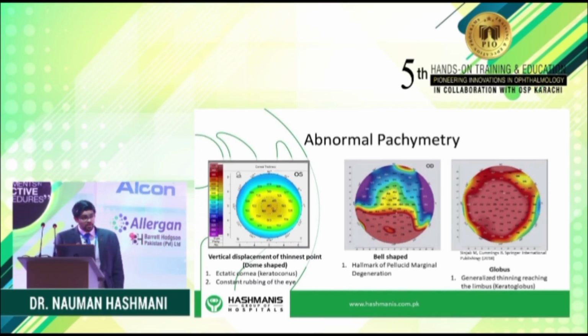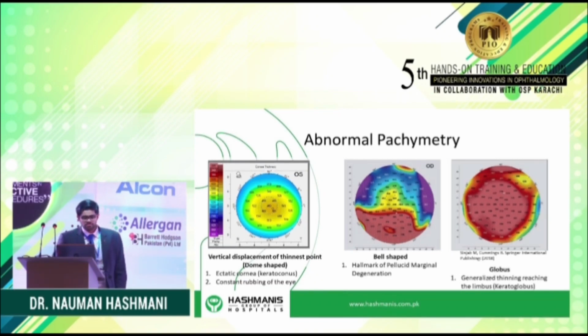And the second thing that can cause this is the constant rubbing of the eye. Constant rubbing of the eye can cause the same inferior temporal displacement, and it will usually go in the direction of the rubbing of the eye. A lot of us rub nasally, and that's where your cone tends to shift, because that's where your trauma is.